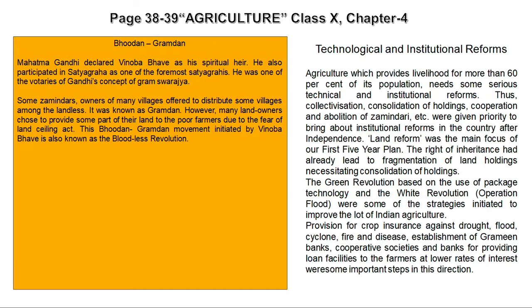Yes, sir. So, agriculture, which provides livelihood for more than 60% of the population, needs some serious technical and institutional reforms. Thus, cultivation and consolidation of land holdings. You know that with the advent of modern technology like remote sensing and GIS, a lot of predictive models and precision agriculture have taken place. Absolutely. Sir, because we are running short of time, we have to wind it up here.